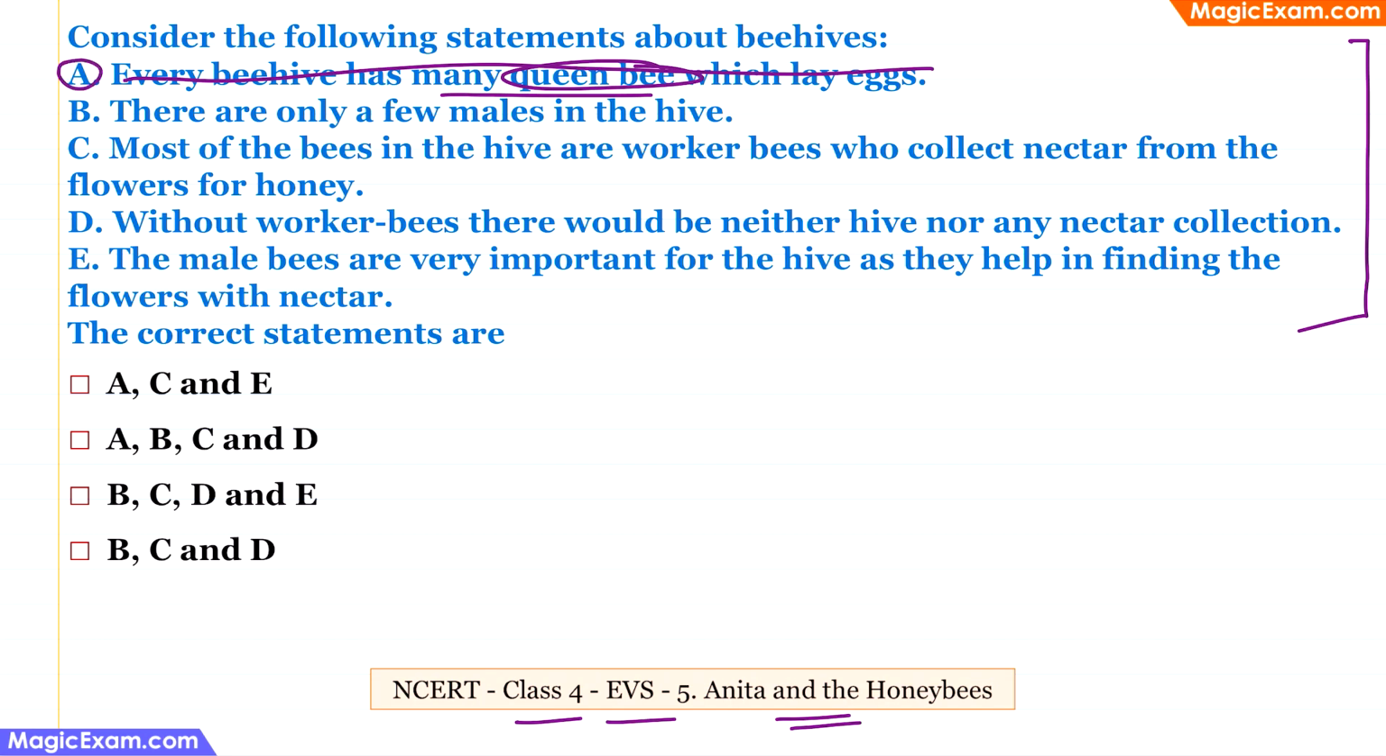Therefore, A is incorrect, which means that any option which has A in it will also be incorrect. Therefore, we eliminated 2 options right away. So this is the elimination strategy that will help you shortlist the correct answers easily.